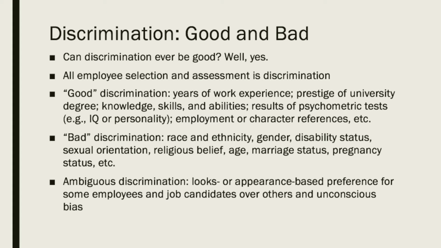So there is good discrimination and bad discrimination, but there's another category, which could be called ambiguous discrimination. These are forms of discrimination that might feel wrong to us, but are typically not legally regulated. For example, what about appearance-based discrimination? More attractive people are generally more successful in employment than less attractive people. Is this okay? Well, it depends on who you ask. Another form of ambiguous discrimination is unconscious bias, which is the topic of this lecture.